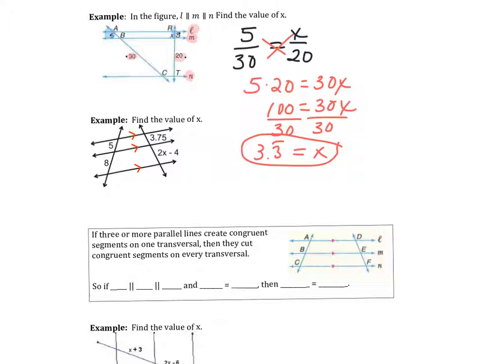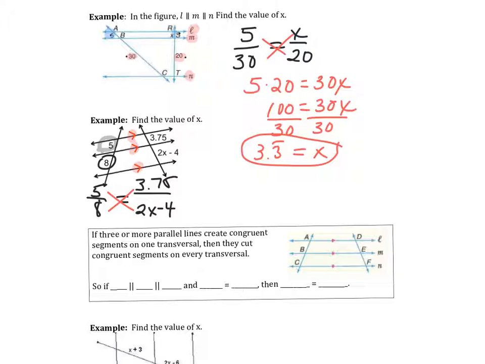We'll work around it. Over here I see that my 3 lines are parallel. I've got my parallel markings here. So I know that their parts that are intersected are proportionate. Set up my proportions here. I'm going to say 5 over 8 right here is equal to 3.75 over 2x minus 4.